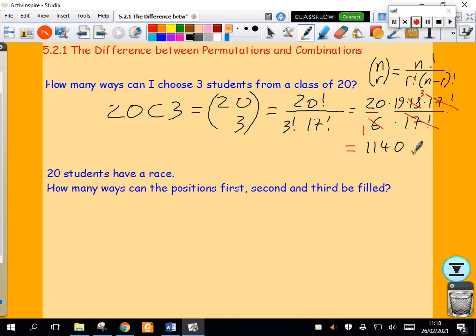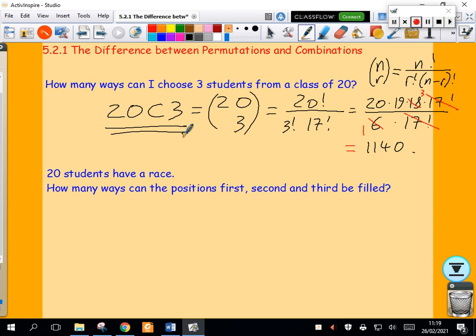I could use a calculator, type in 20 factorial. I'm doing it now, so do it with me. 20 factorial, find your factorial button. It's the shift function of the x to the power of negative 1 key, all over 3 factorial times 17 factorial. And you're getting 1140. The easiest way to do it, though, is just to type this into your calculator, which is 20, and the shift function of the division key is my choice. 20 choose 3 equals 1140.